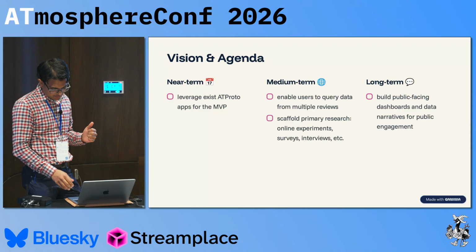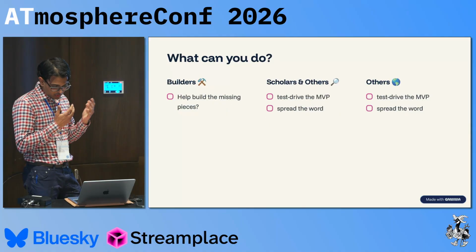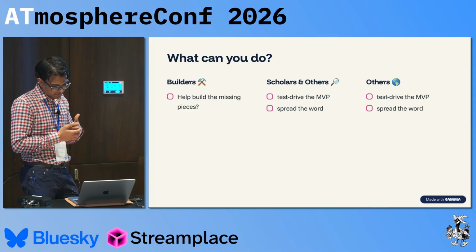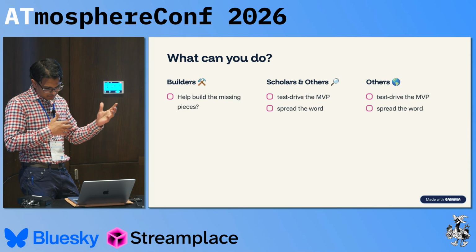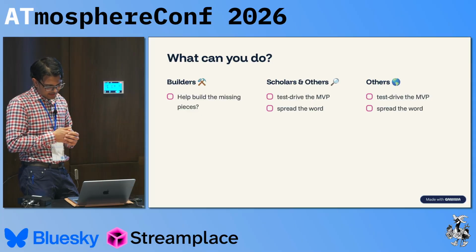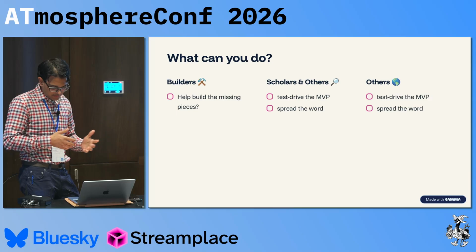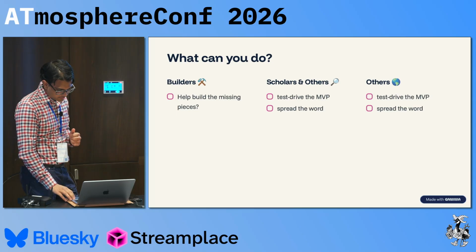So there are a fair number of things that we can do, and I'd like to get your help with this. If you're a builder, can you help me build the missing pieces? If you're a scholar or someone else, can you help me test drive the MVP and spread the word? And I don't know who else is out here except a builder or a scholar or advocate, but anyone else, you can also help test drive the MVP, spread the word, get involved. I would really love your advice here.